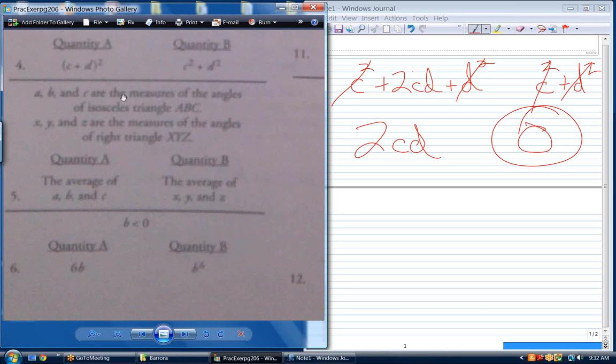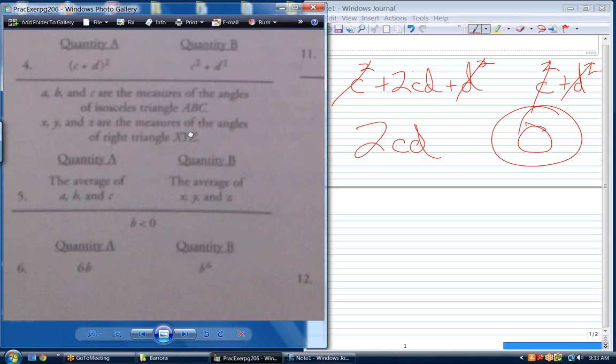A, B, and C are the measures of the angles of an isosceles triangle. X, Y, and Z are the measures of the angles of a right triangle. What's bigger, the average of A, B, and C, or the average of X, Y, and Z? They're going to be the same. Good.